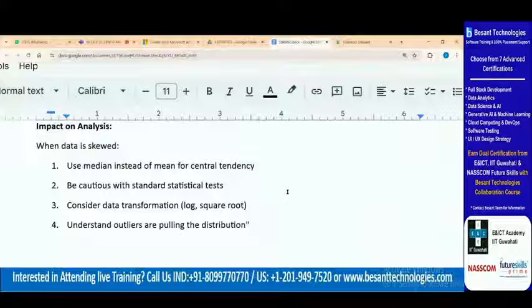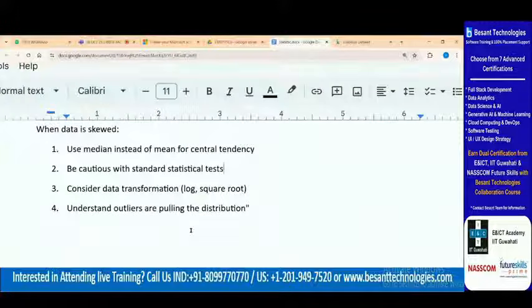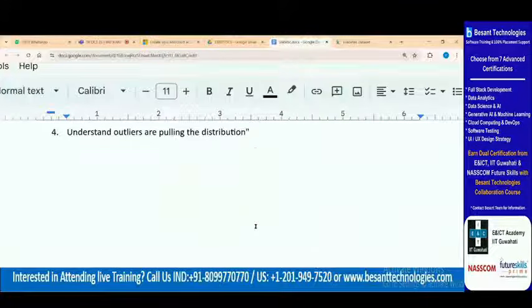For example, if there is a negative value like -80 in your data set, at that time you can take a square root. That square root will help us take out the negative value. So understand outliers before applying the central tendency when there is skewed data.